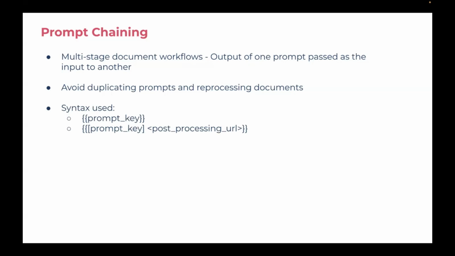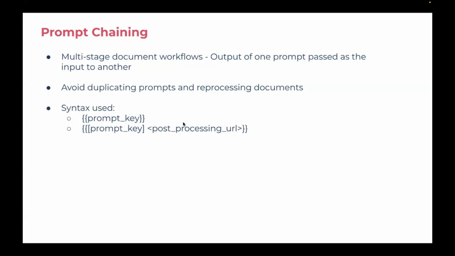You can see that there are two syntaxes given. The prompt key is nothing but the title of the prompt. So you just have to put it into the subsequent prompts if you're looking to use the output of the previous prompt. We have two different syntaxes over here. One is for direct value passing, where you just take the output of the previous prompt as is and directly send it into the next prompt.